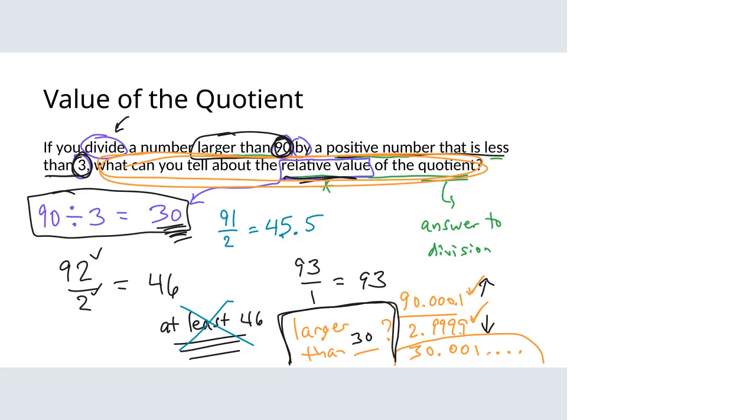It could be awfully close to 30 like this one was, but it has to be bigger than 30 because 90 divided by 3 gave us this as our baseline, and then we made this number bigger and we made this number smaller, so the quotient has to be bigger than that 30. I'm going to give you a chance to practice one of these, but you can let me know if you have questions about it while we're still here.